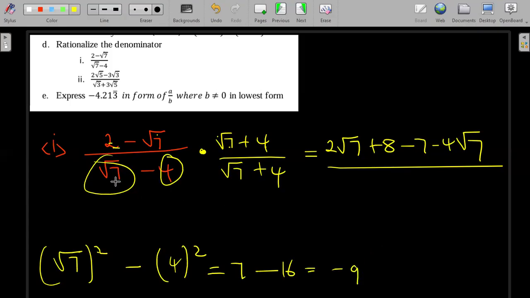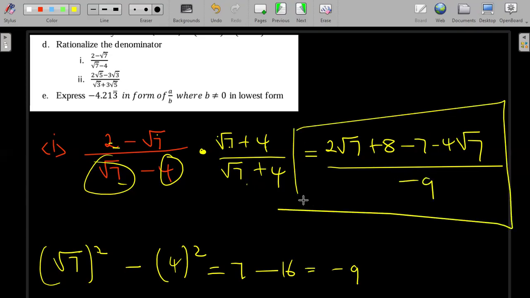So when I multiply these two, I get minus 9. It means we have rationalized the denominator because I can no longer see the square root in the denominator. So we are done with the first one. We look at the other one there.